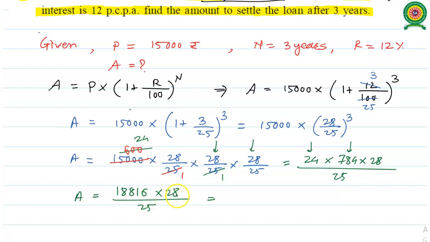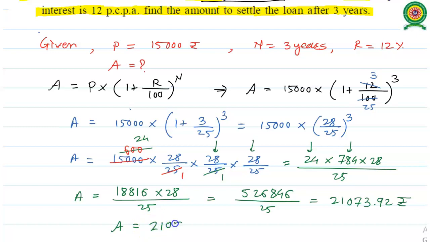Now 18,816 into 28, we are getting 5,26,846 divided by 25. Once we divide 5,26,846 by 25, we are getting 21,073.92 rupees. So to close the loan after 3 years, we have to pay the amount at the end of the 3 years, 21,073.92 rupees.